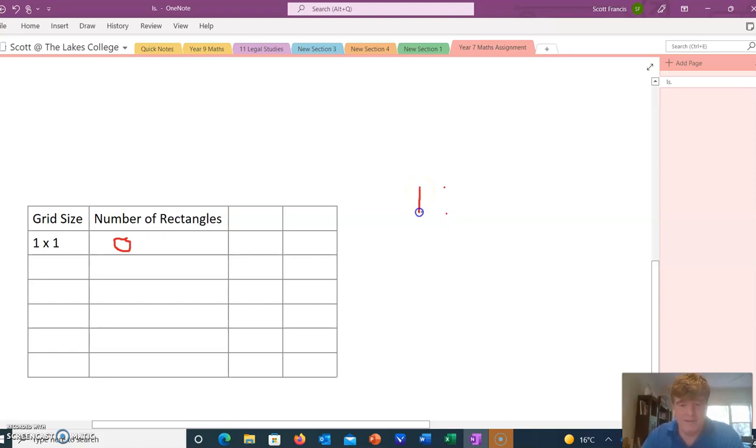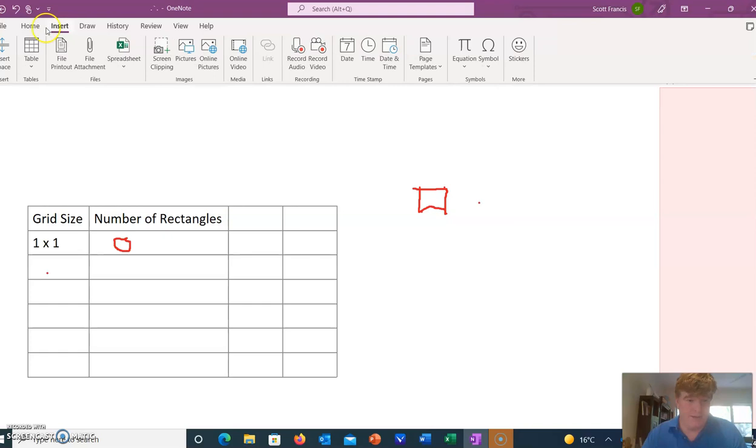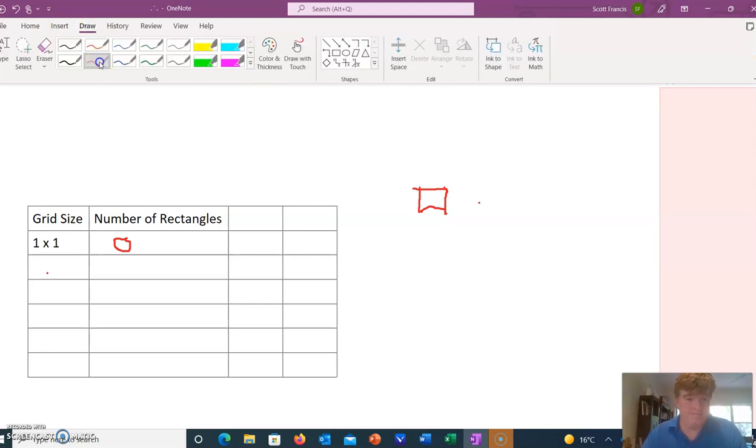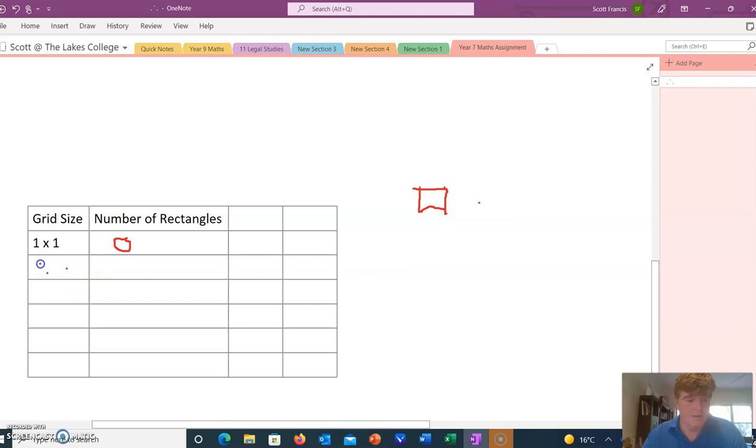So how many rectangles can we draw? See, I didn't say I wasn't very good at the drawing. So I can draw a 1 by 1 rectangle. In a grid that is 2 by 2, I can only draw that one rectangle there. That's the only way I can draw that. So in a 2 by 2, I should have filled this in earlier, the number of rectangles is 1.